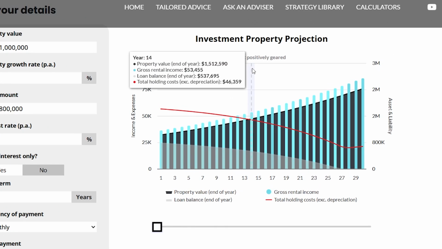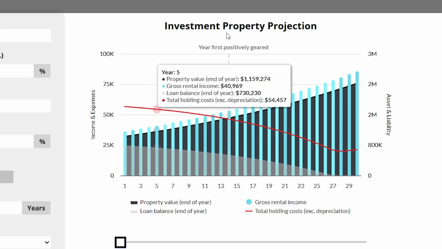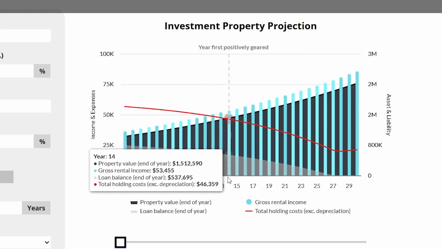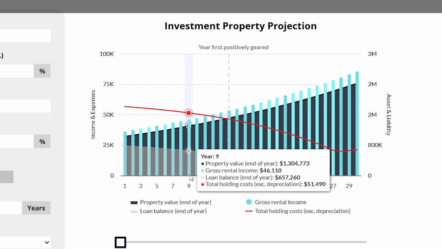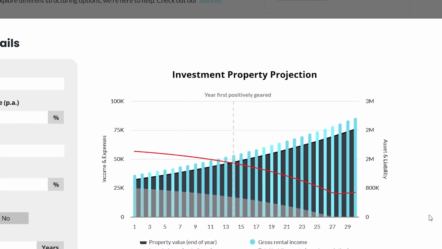This little line here in the graph is actually very handy. Based on these assumptions, it shows you the first year the property is positively geared. So in this scenario, in year 14, that's when the property is going to turn from a negatively geared property into a positively geared property. So it's a pretty cool little calculator.